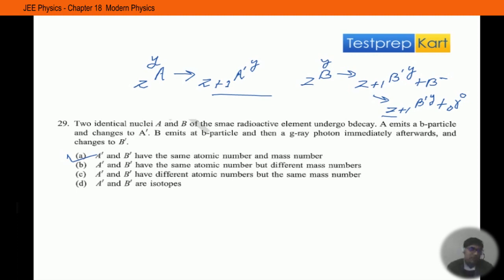Okay, let's read the rest of the options to see if some are correct. A' and B' have the same atomic number but different mass number. It is not correct. A' and B' have different atomic number but the same mass number. It is not correct. And next is A' and B' are isotopes. This point creates confusion, because there is the same atomic number, but unfortunately there is the same mass number also. So we can't keep these elements in the category of isotopes. So only option A will be correct.